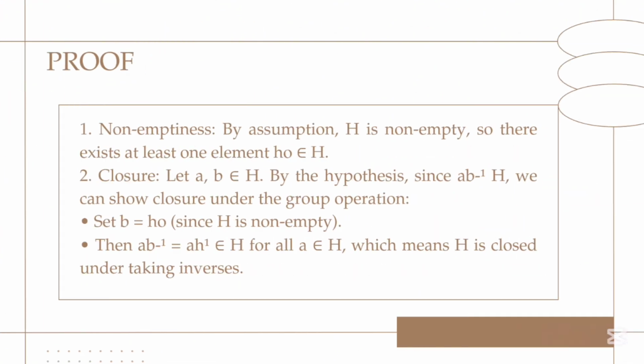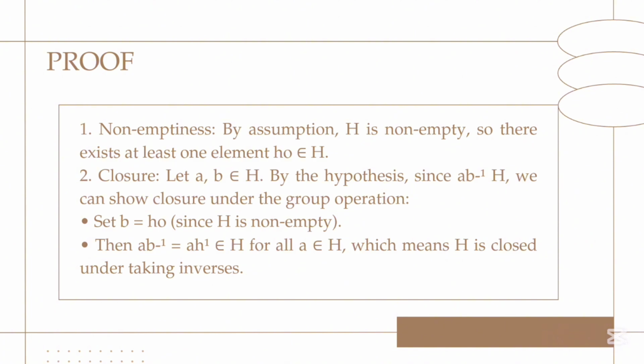By proving, first we have the non-emptiness. By the assumption, H is not empty, so there exists at least one element, h sub 0, that is an element of H. This is crucial because for any subset to be considered a subgroup, it must contain at least one element. So that is non-emptiness.